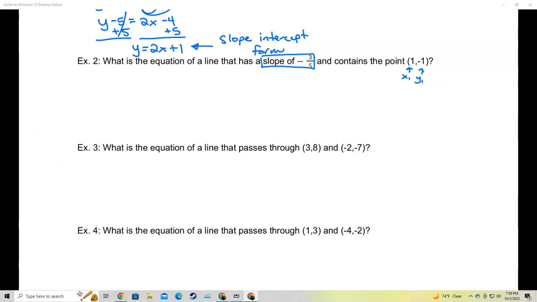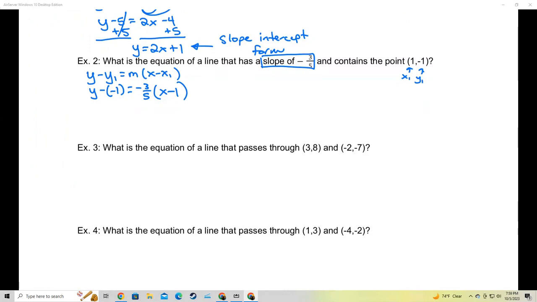Just like last time, because I have a point and a slope, I'm going to use point slope form. Point slope form looks like this. y minus y1 is equal to m times x minus x1. Okay, let's go ahead and start substituting these values. I get y minus y1, which is negative 1. Remember, we need to put minus negative 1 like this. Is equal to, my slope is negative 3/5 times x minus x1. My x1 is the number 1.